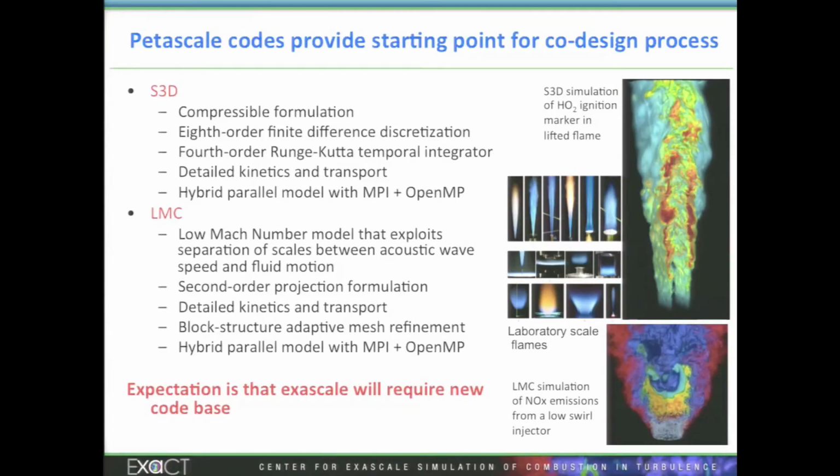LMC is a code written by John Bell at Lawrence Berkeley Labs. It's a low Mach number code that exploits the separation of scales between acoustic waves and convective motion. It's a second order projection formulation, also treats kinetics and transport, and it uses a block structured adaptive mesh refinement approach. It also has various programming models that it's been written in. But our expectation is that at exascale, we're going to have to rewrite the entire code base.